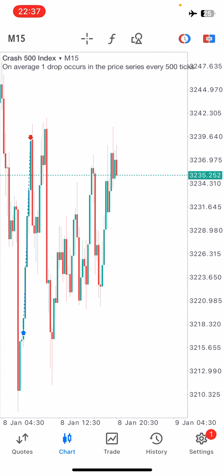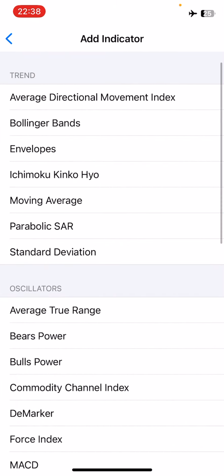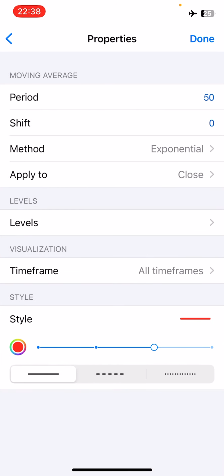The first indicator that we want to install to our charts is going to be the moving average. So I'm going to go to my indicator section, click on main window, click on moving average, and this moving average is going to have the following properties. Going to have a period of 50, a shift of 0. The method is exponential, apply to close, and on visualization you can allow this indicator to be on all time frames, just like all the other indicators that we will be installing.